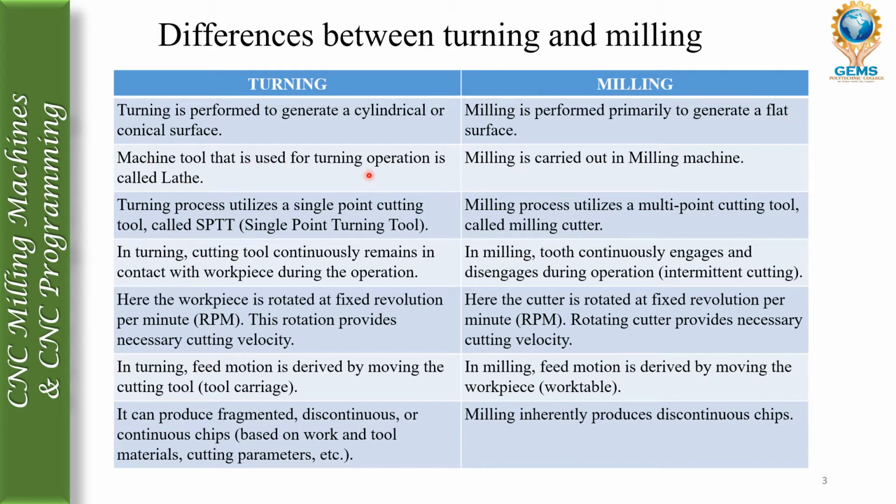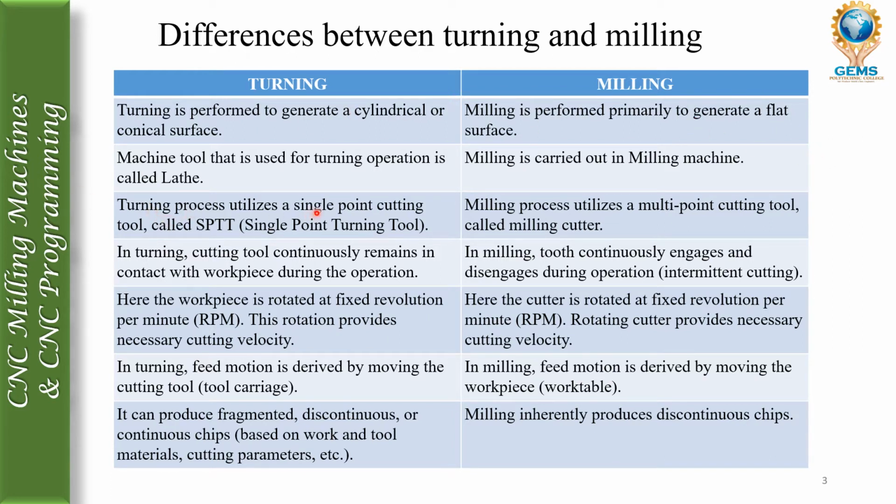The machine tool used for turning operation is called the lathe. You can see the normal lathe, which is horizontal. In a normal lathe we can only use a cylindrical rod or any conical surface for machining purposes. In lathe machines we can't do anything related to flat surface workpieces. And milling is carried out in the milling machine. There is a special machine called the milling machine which handles these flat surface objects.